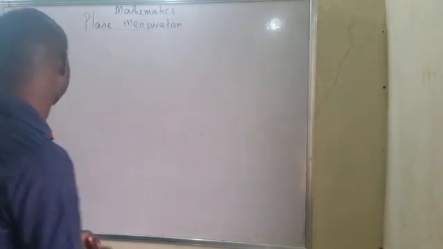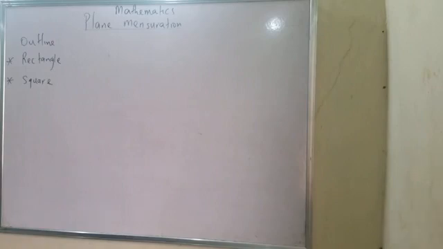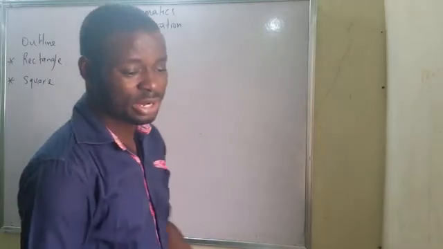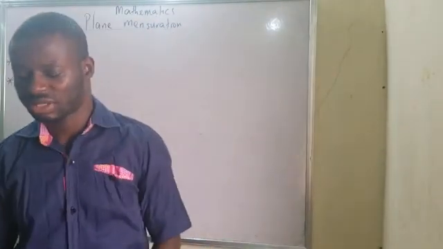But when you talk about plane shapes, there are many of them. We have rectangle, square, triangle, circle, rhombus, parallelogram, and so on. These are the ones I can remember. But I want to work on rectangle and square as far as this video is concerned. Now, let me quickly give you the properties of these shapes.